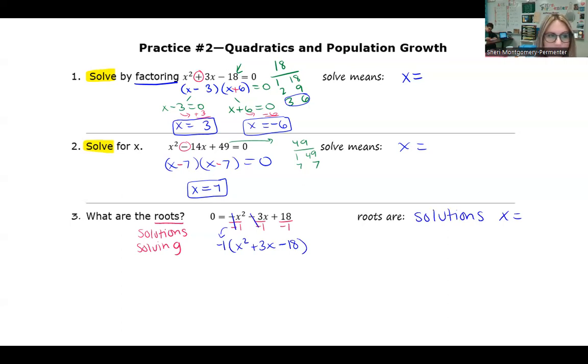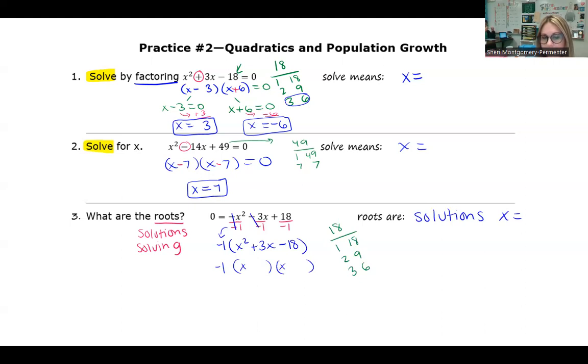Now we can factor though. So I need to figure out factors of 18, which I already did up above, but that's okay. I'll get more practice. I'll write it down again. I have 1 and 18, 2 and 9, 3 and 6. Which pair can put together to give me +3?